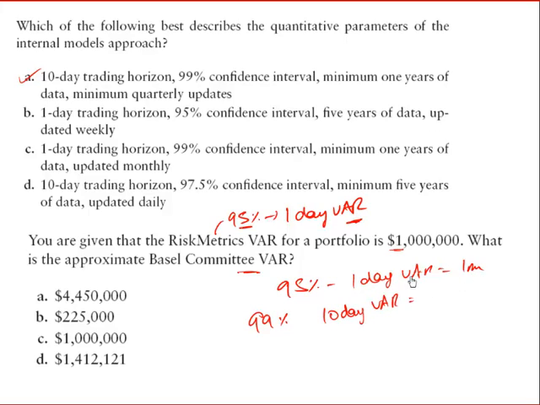We will first convert this 1 day into 10 day, that is 1 multiplied by square root of t or square root of 10, and then we'll change this 95% into 99%. So 95% means it was 1.645 into sigma, and for 99% we need 2.33 into sigma. So we'll divide by 1.645 and multiply it by 2.33 to get the 99% 10-day VaR, which comes out to be about $4.45 million.